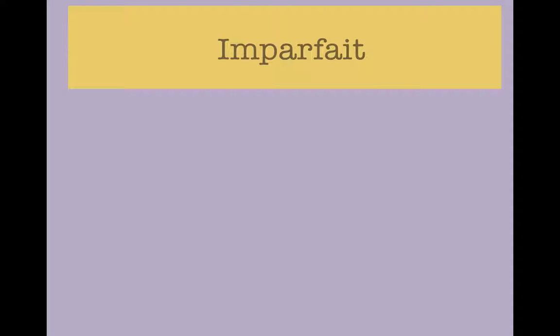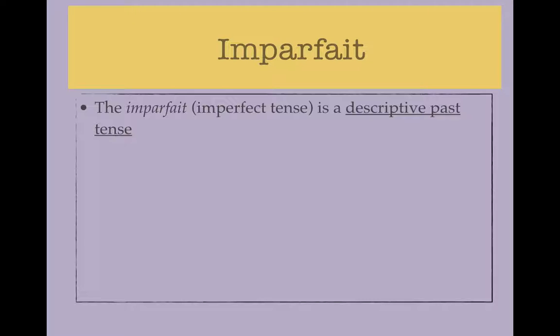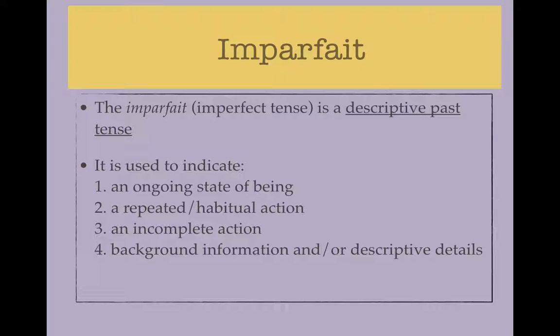The imparfait is a descriptive past tense. So we're going to use this in conjunction with the passé composé. Sometimes you'll use the passé composé for past tense, sometimes you'll use the imparfait for past tense. There's a whole lot of differences between these two, and honestly, determining which one to use when is one of the hardest things that you have to deal with in the French past tense.